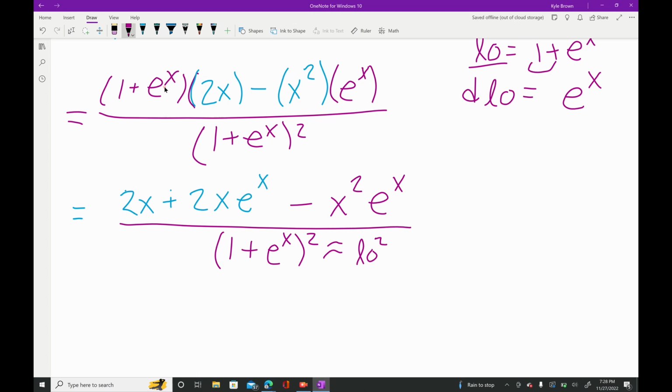2 plus 2 e to the x minus x e to the x. And we're going to add all of that over 1 plus e to the x squared. So this is actually our new derivative. So f prime of x equals this.